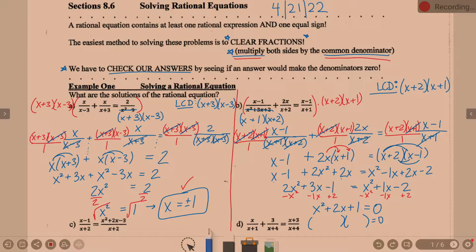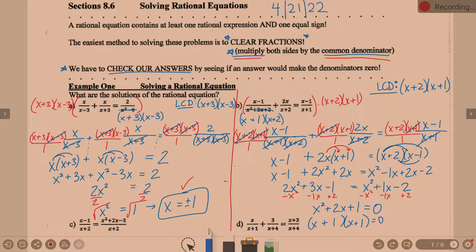X squared breaks into x and x. What multiplies to be 1 and adds to be 2? 1 times 1 is 1. 1 plus 1 is 2. Officially, your step is 2 factors multiplied equals 0, so we set each factor equal to 0, right?